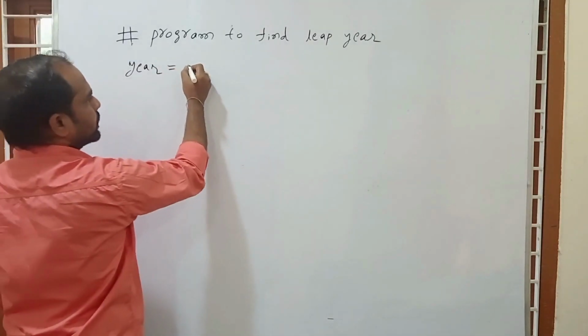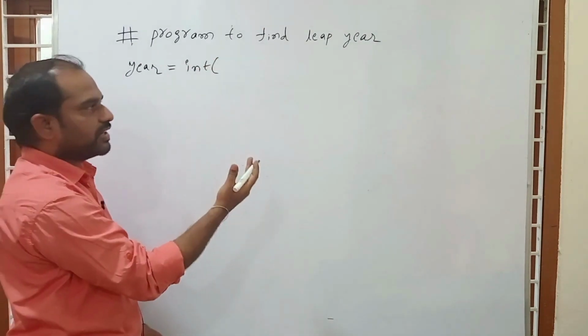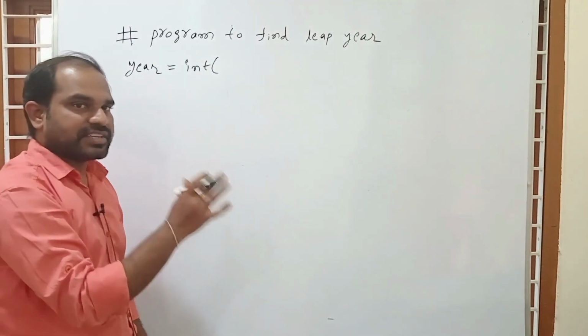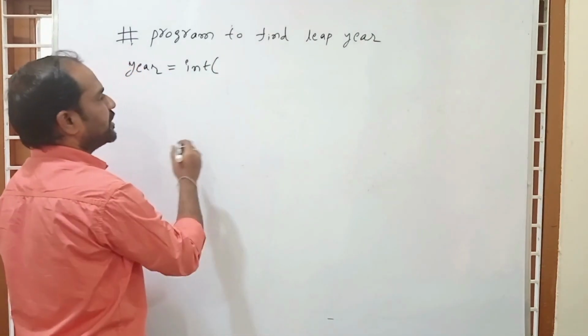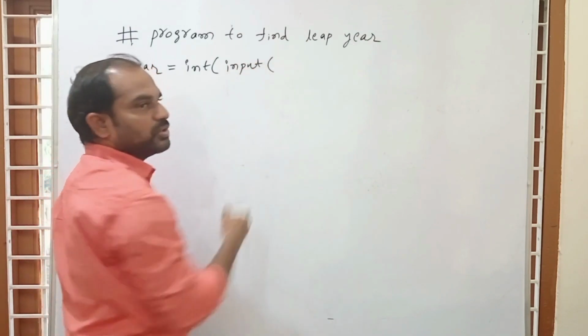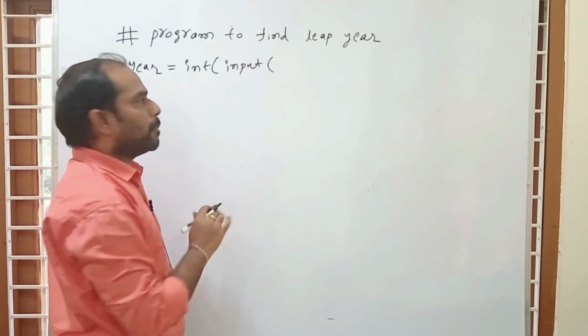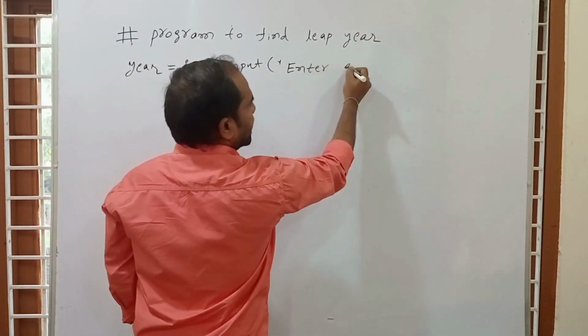So year equal to, so all years are integers, right? So we are converting whatever number is entered by the user, it will be in the form of a string, so we have to convert it into an integer. So what is the function that we use to accept user input? Input function in Python. So input, enter a year.